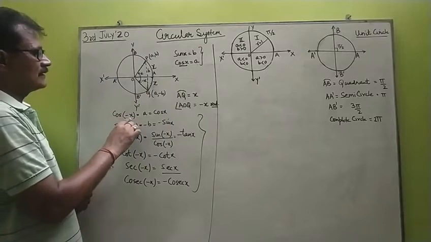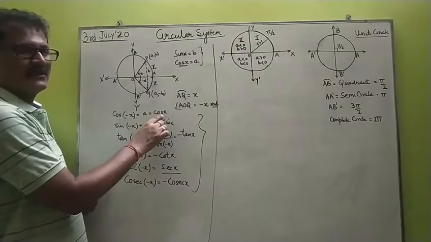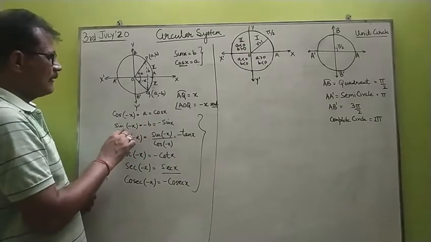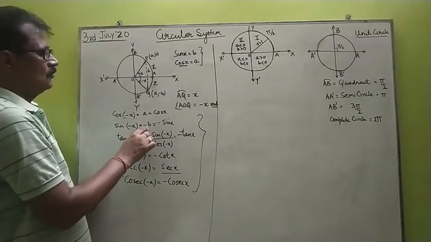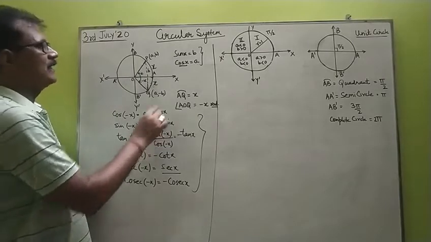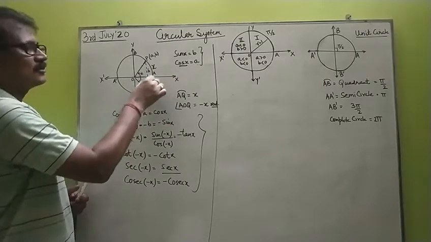So cos of minus x, which is A, will remain cos x. Whereas the sine of minus x, when you find it, becomes minus B, which is minus sine x, because B was sine x and will become minus B because B is measured along the fourth quadrant now.